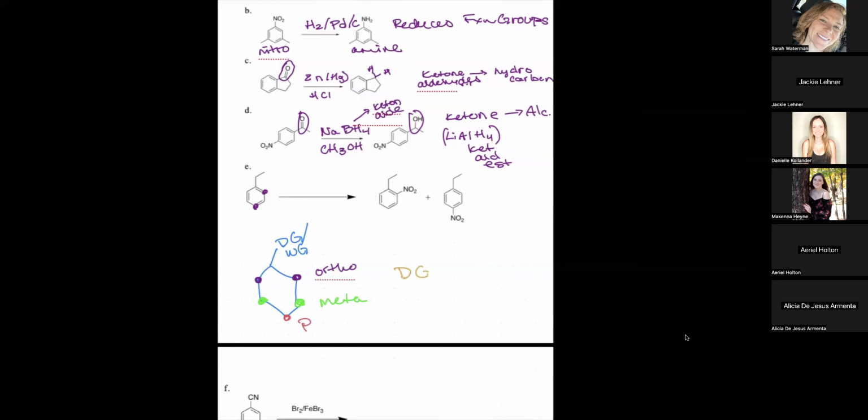And so donating groups do ortho-para, and withdrawing groups do meta. You need to know this for your synthesis stuff, so this is super important. Like Danielle said, we can tell that our groups have been added to the ortho and para positions, because this is a donating group. It's a weak donating group, but it's a donating group nonetheless. So that's how they ended up there.